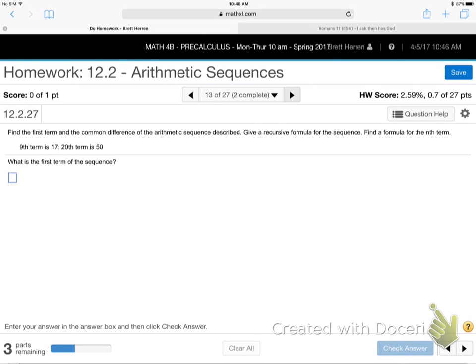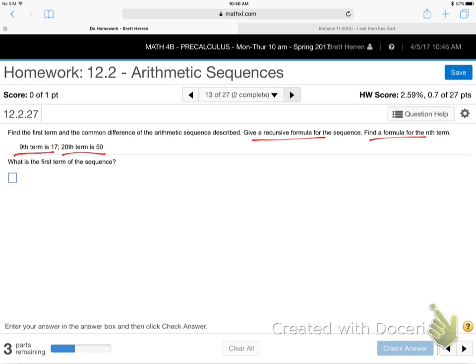This is hard. They're going to give us information. 9th term is 17. 20th term is 50. Do all that and basically find everything in the world about the formula. Yeah, okay. They want everything in the world. They want a recursive formula, they want a regular formula, they want the first term, and so on.